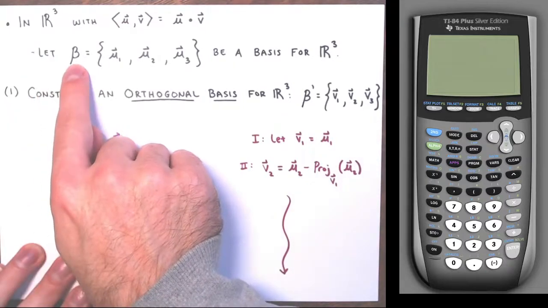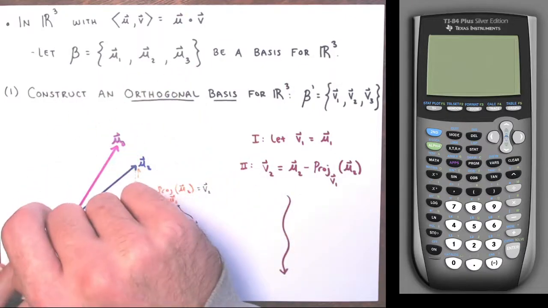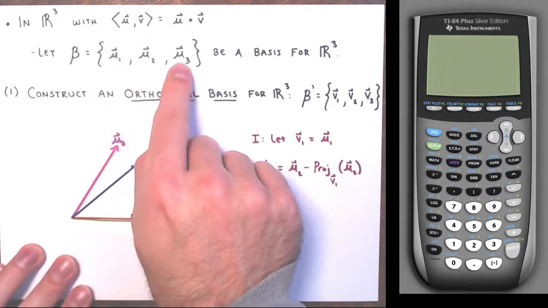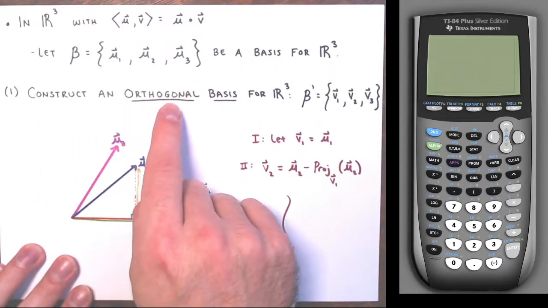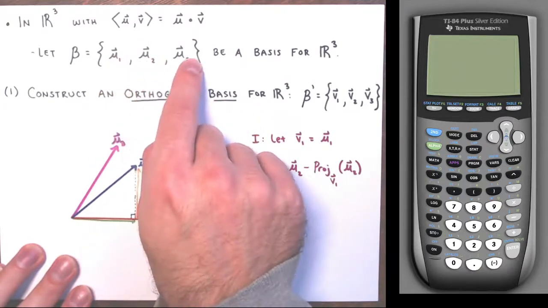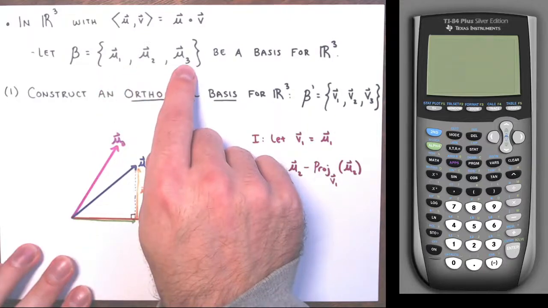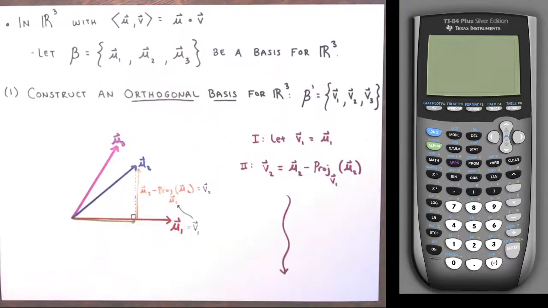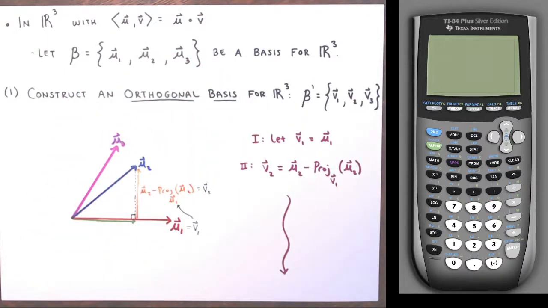So suppose we have a basis for R3, right, which would have three independent vectors. Say U1, U2, and U3. And I want to construct an orthogonal basis for R3. Now again, I would check, is this orthogonal? Because if this is already orthogonal or orthonormal even, then you don't need to go through the procedure. You don't need to go through Gram-Schmidt. But if it's not orthogonal, right, then we would have to do something.